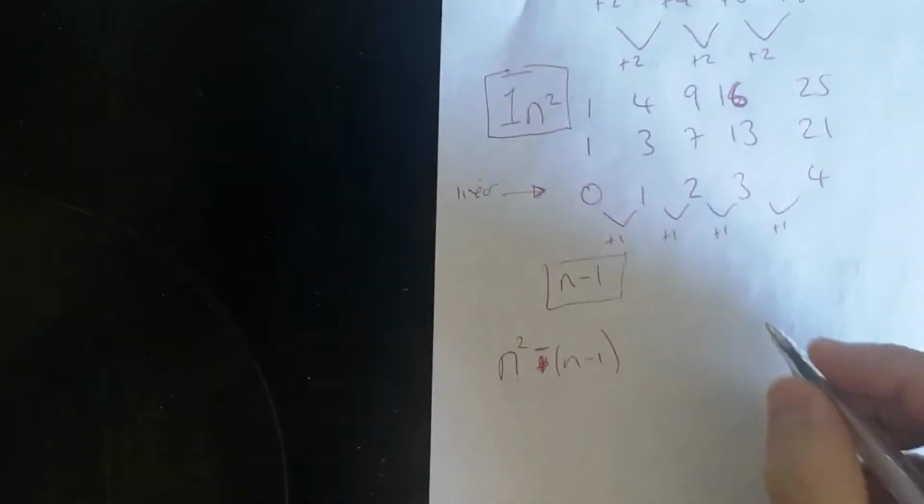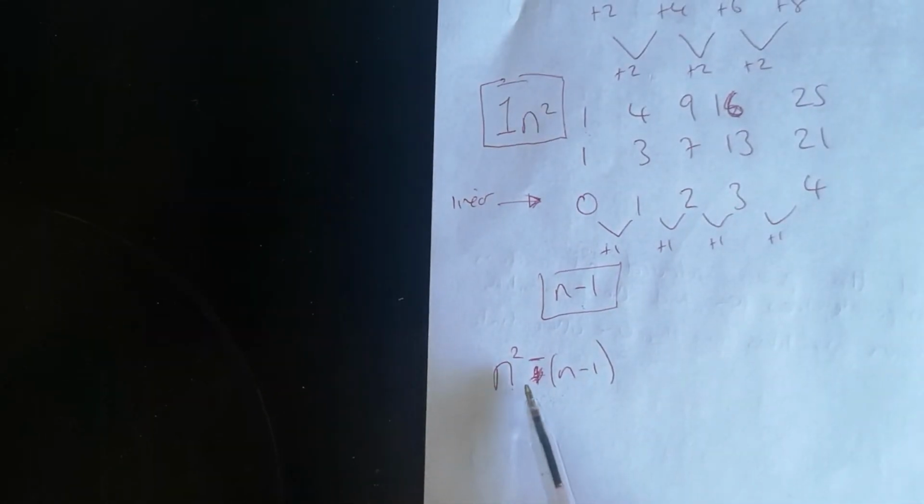So let's write this down then. We've got n squared, and then it's a matter of thinking. Now, if we start on this, we could write plus bracket n minus 1. If we try that, 1 squared is 1, 1 plus 0 is 1. That works for the first term of our sequence. We then start with 2 squared, so 2 squared is 4, 4 plus 1 is 5. That doesn't work that way around, so it must be n squared take away n minus 1. So n squared minus bracket n minus 1.